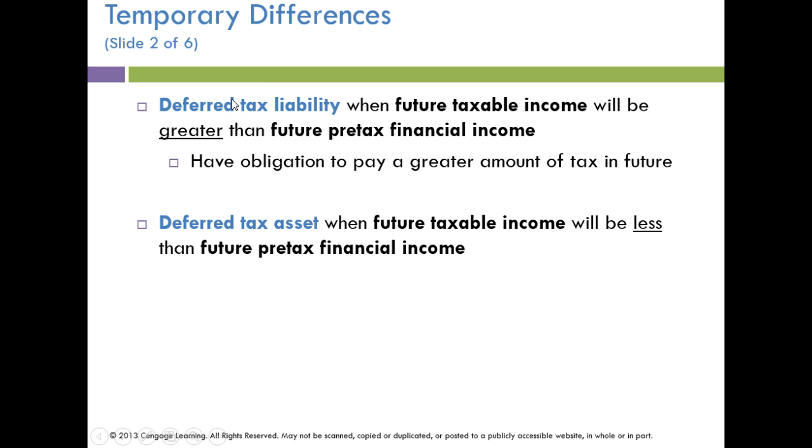And the deferred tax asset is the exact opposite, where our future taxable income is going to be less than our future pre-tax financial income. That's because our future taxable income is greater now, because we're having to record it now, yet down the road in the future is when we're going to have to record it for financial purposes.